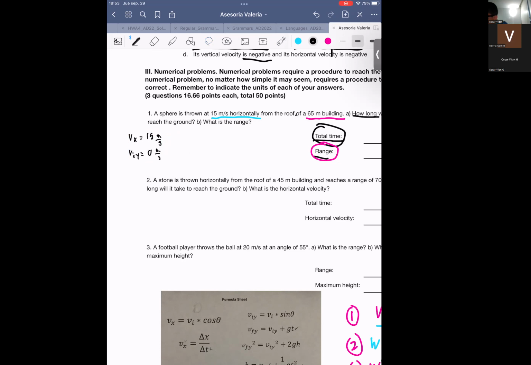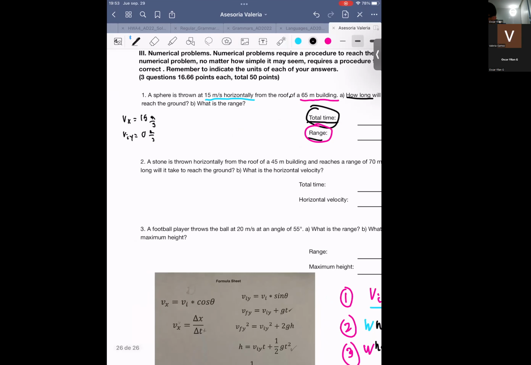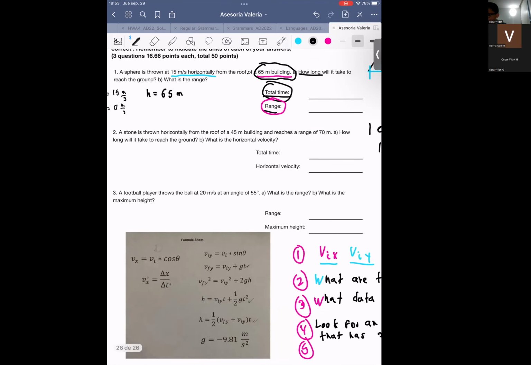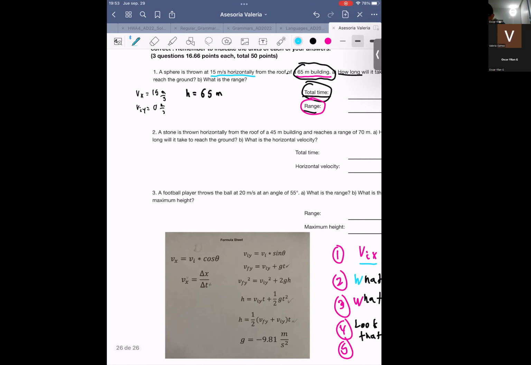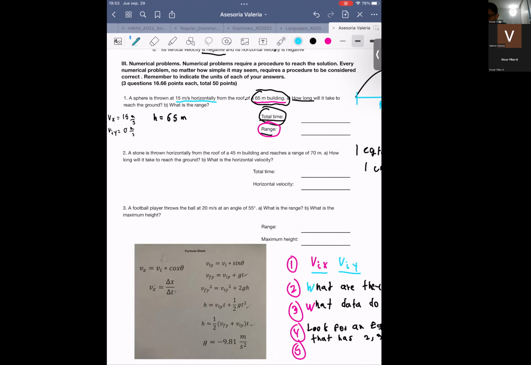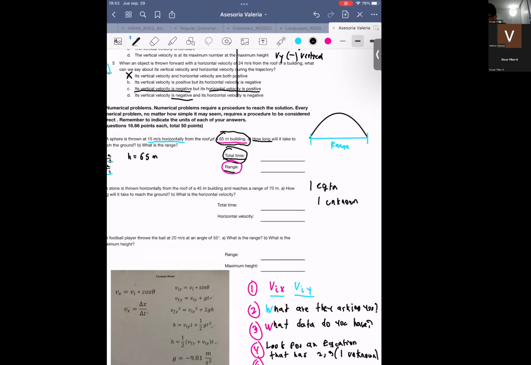Okay, perfect. And that's Vx, Vy. We also have, what is this value? A 65 meters building. The height. The height, perfect. So basically this is height 65 meters, right? Yes. Okay, so that was the first part, getting Vx and Vy, right? Number 2, what are they asking you? They are asking us for what? Time and range. Time and range, perfect.